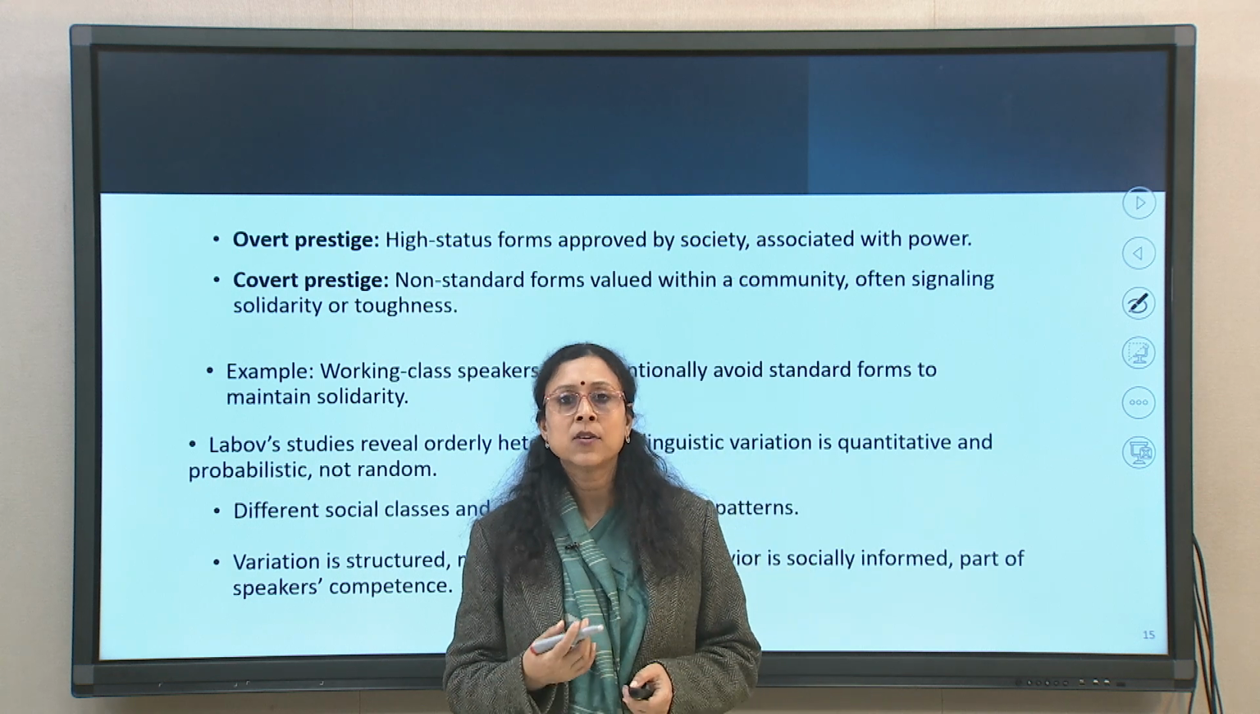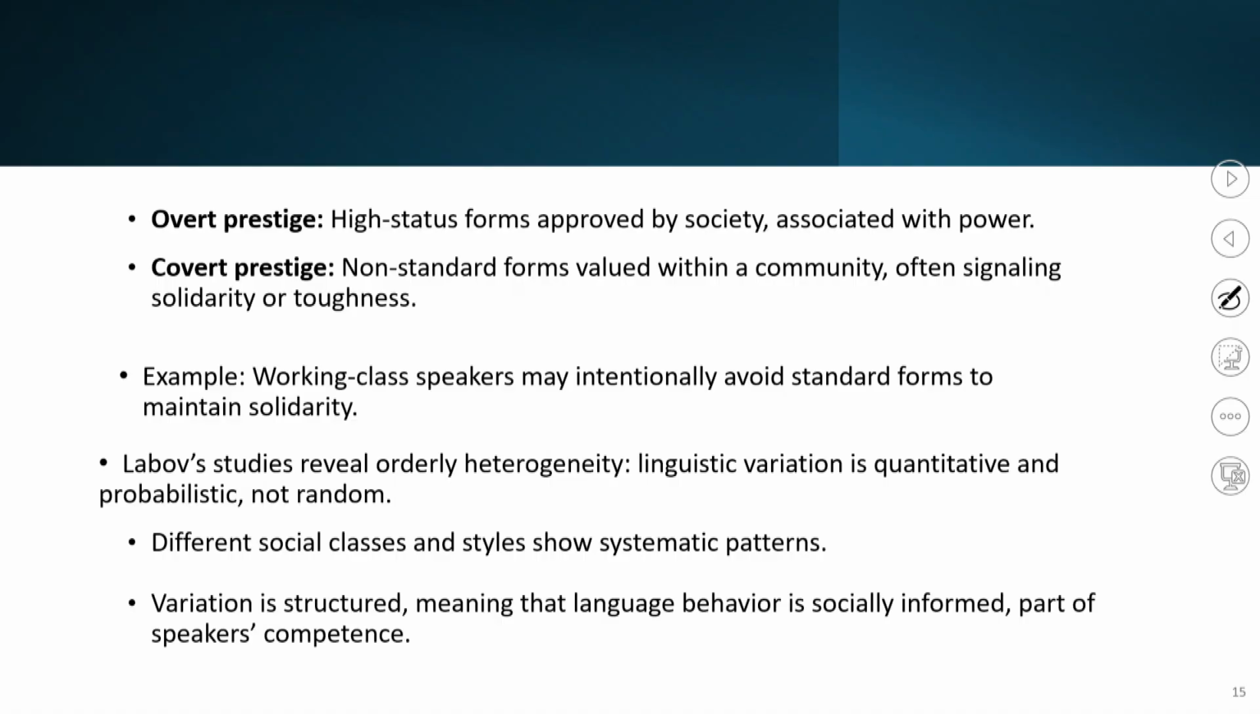Overt prestige and covert prestige are also ideas from this, which have been discussed in another module, so we will not discuss them in more detail here. High status forms approved by society are overt prestige. Covert prestige, on the other hand, is when we talk about language that is not a high status language, but the community still uses it as a signal of solidarity. So, these were the most important takeaways from Labov's studies.